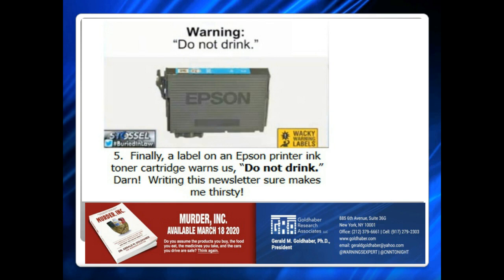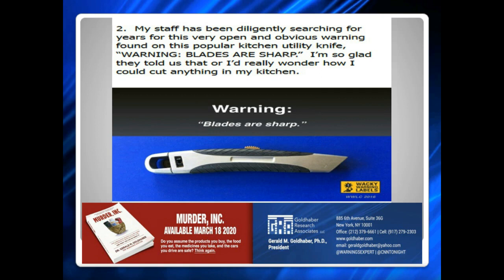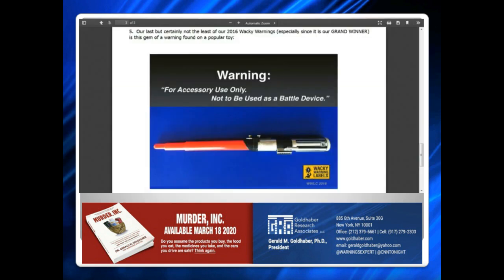Next slide, please. All right, this is a catfish nuggets thing. It says contains fish like peanut. Next slide, please. So these are silly warnings. Let's stop after this one. This is my favorite one. This is one of those laser beam things from Star Trek, Star Wars. Blades are sharp. I'm sorry, wrong one. This is blades are sharp. My staff found this. This is an actual knife that has blade sharp. Next slide. When I said open and obvious, somebody actually, this is the laser beam. Don't be used as a battle device. Okay, let's go. Questions?